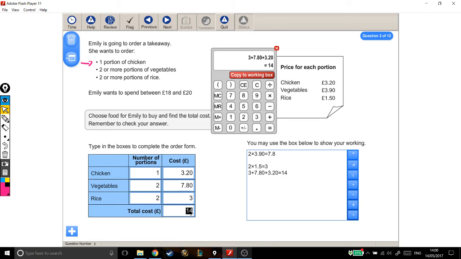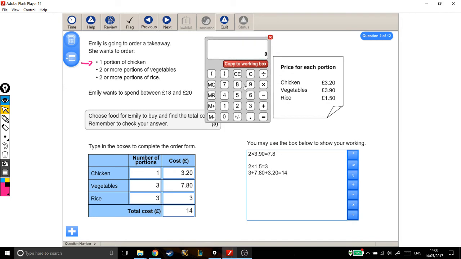14's quite far away. 14 is £4 away from the lowest amount she wants to spend. So I think I'm probably going to need to increase the vegetables and rice. So I'm going to do that. I'm going to increase the vegetables to 3 and the rice to 3, and we'll see if that does it. That might go over, might still be under, don't know yet. So these are no longer right, so just delete those. And I can keep my working out there, and I'm going to leave my working out there to show that I tried something different first.